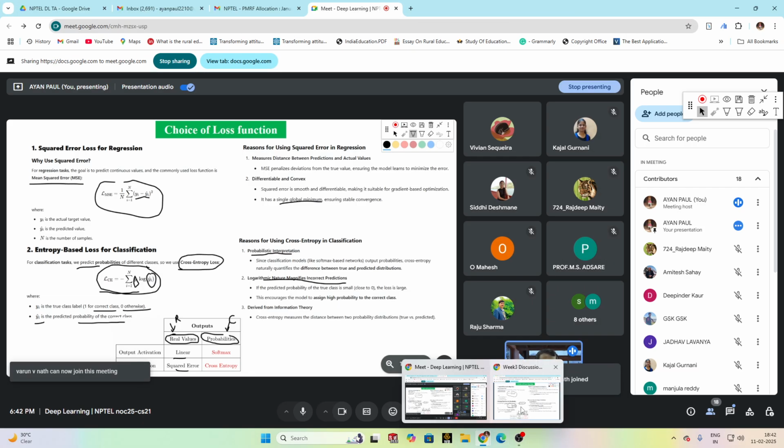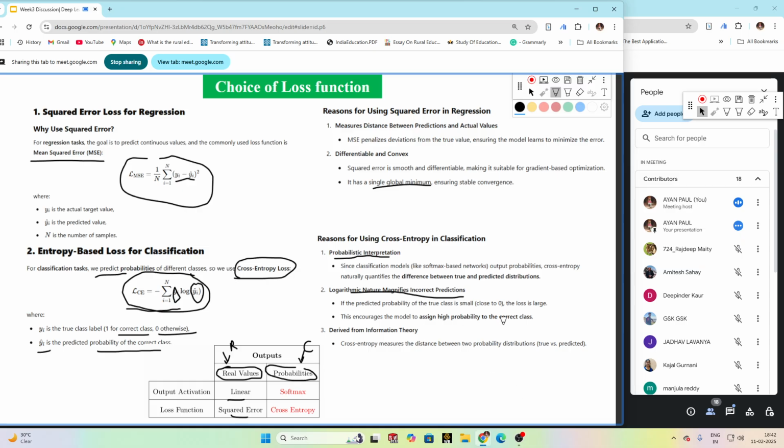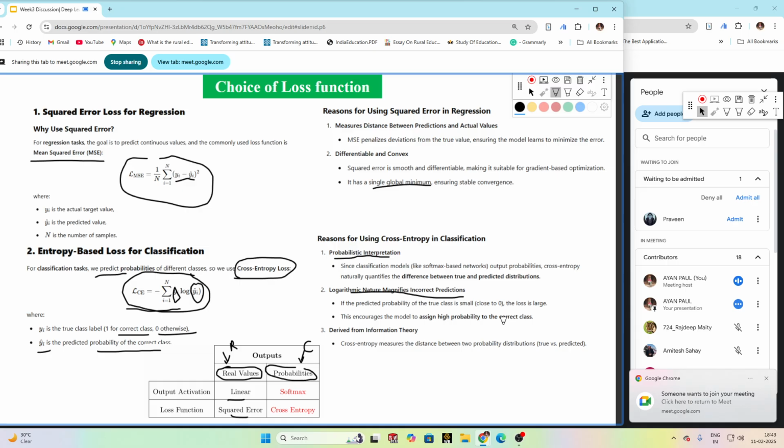So we have two choices. One is the choice of activation function. The activation function will be in the hidden layer and the output layer. Whenever we are talking about the activation function of the hidden layer, we use the sigmoid function, any logistic function, or the tanh function.